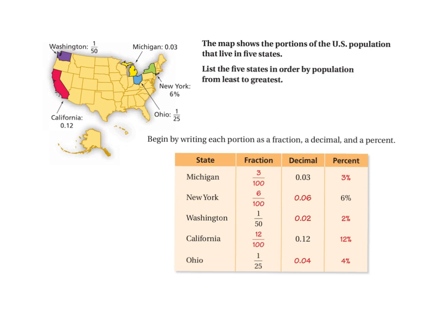Right, so here's just another example. This map shows portions of the U.S. population that live in 5 states. List the 5 states in order from population from least to greatest.